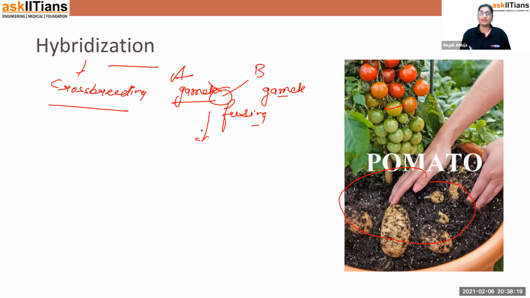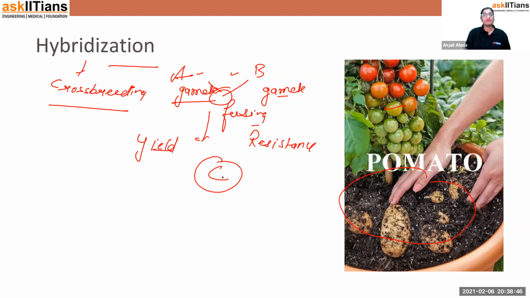Guys, whenever we do hybridization, there's a reason. We want high yield and we want better yield. Suppose I'm crossing A and B. Suppose A has high yield and B has a resistant property, abiotic resistance or biotic resistance, any kind of resistance. Obviously the product will have both properties. That's the reason. So the first thing we always do is selection. I have told you this: we select the best variety and we cross them. That's how we get the result.